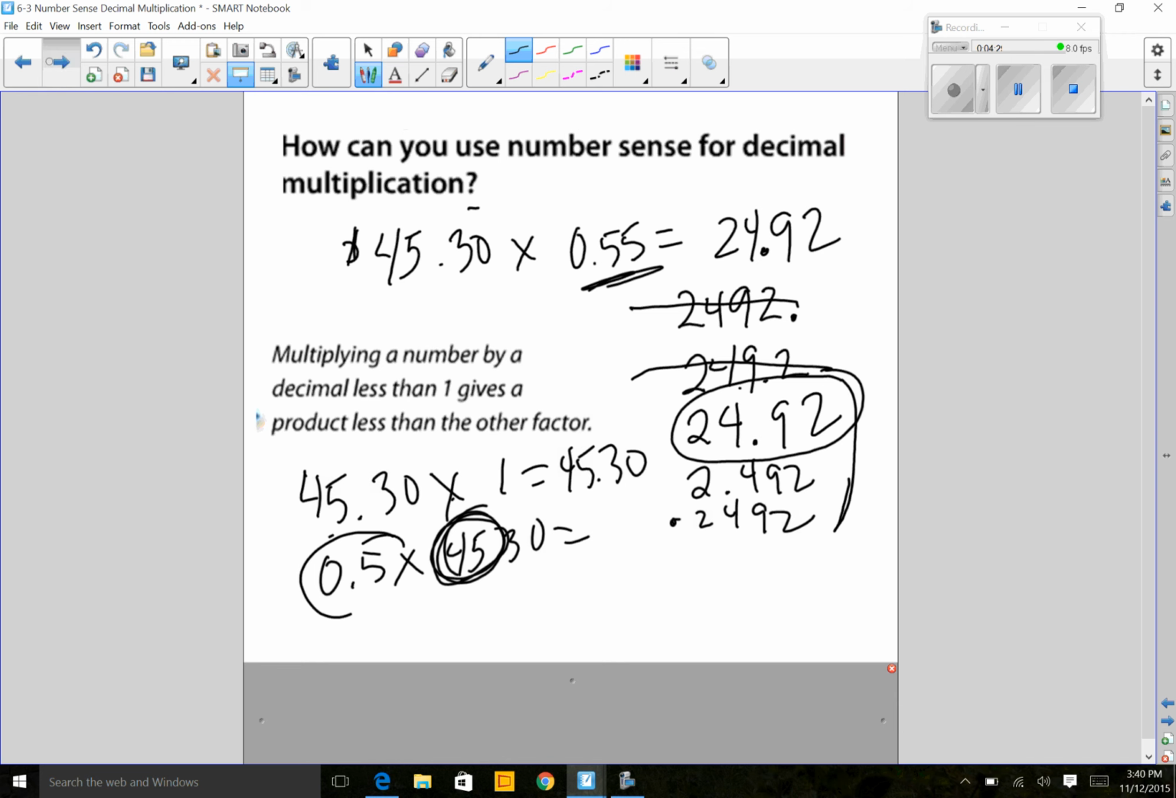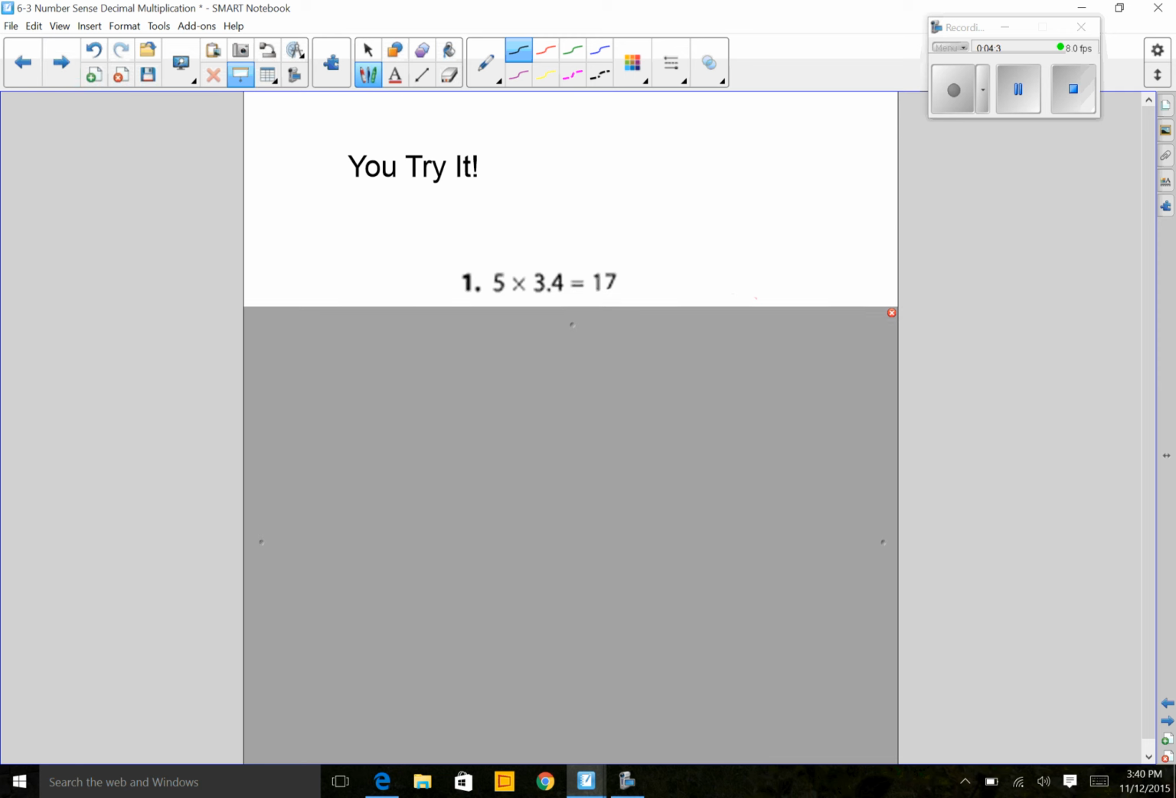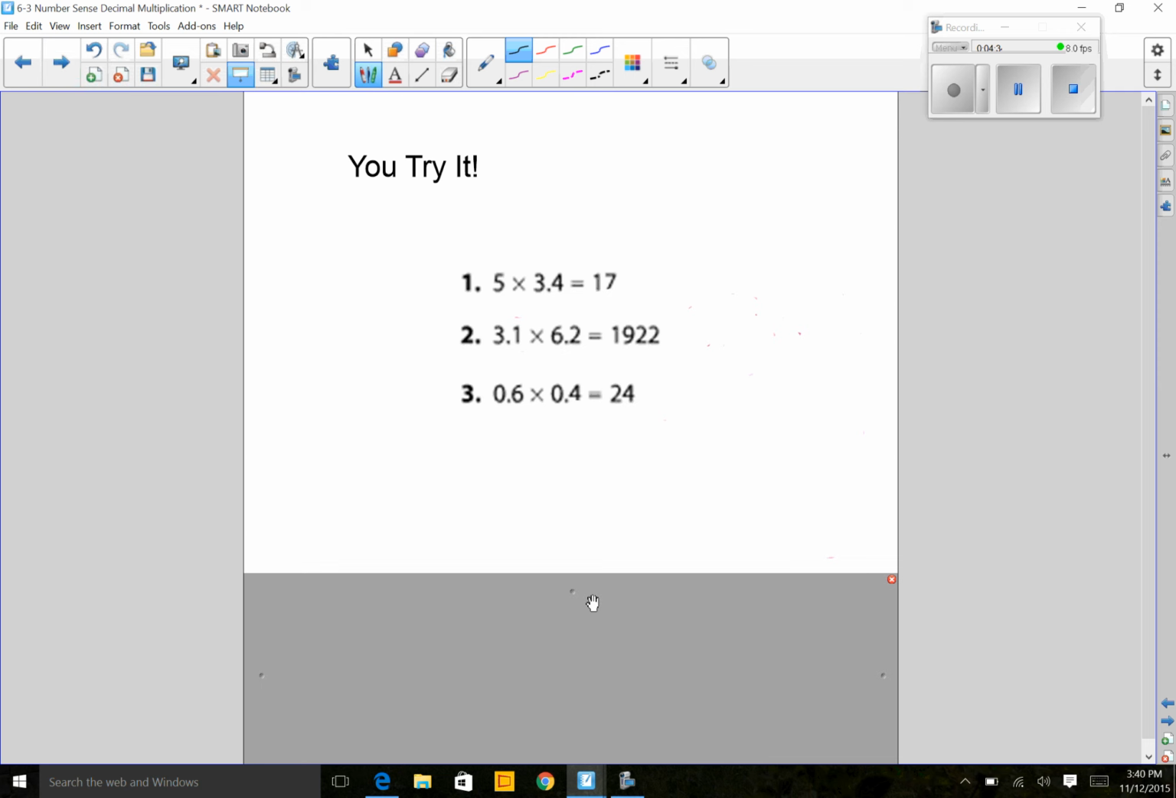Okay, what I want you to do is try this. There are three of them. I want you to see if you can figure out where you would put the decimal places. The first two are pretty easy. The third one may be a little bit difficult. Okay, what did you come up with?